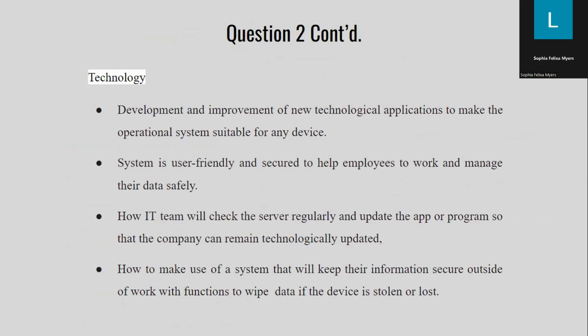Question 2 continues. Technology. Development. The company has to focus on the development and improvement of new technological applications to make their operational system suitable for any device. They need to ensure that the system is user-friendly and secure to help employees work and manage their data safely. Also, the IT team will check servers regularly and update the apps or programs so that the company can remain technologically updated. Also, they need to analyze how to make use of systems that will keep their information secure outside of the work functions, to wipe data if the device is stolen or lost.